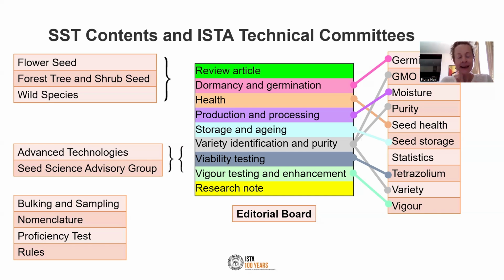Sometimes I need to check, when we're publishing a paper, that the name of the species or the taxon, whatever it is, is correct. So I do sometimes consult that committee. There are the proficiency test and the rules committees, and really these are very much about the business of ISTA, so there's not so much of a direct link with the journal here. But of course, all the work of the other committees is certainly feeding into the rules.